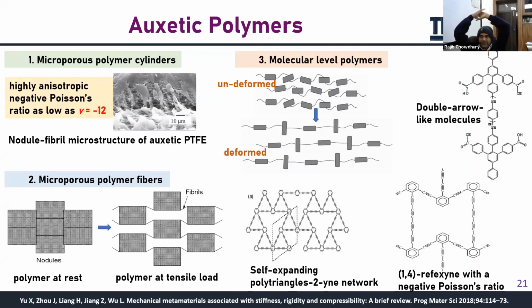Nodule-fibril microstructure of auxetic PTFE. Right. So auxetic behavior can be produced in polymers other than PTFE through a batch processing technique. This process is utilized to produce auxetic porous structures with ultra high molecular weight polyethylene, polypropylene, nylon, etc. The role of the compaction stage is to impart structural integrity to the extrudates. This material possesses two interesting features: first, indentation resistance, and second, absorption of ultrasound. Ultrasound means again, radio waves.